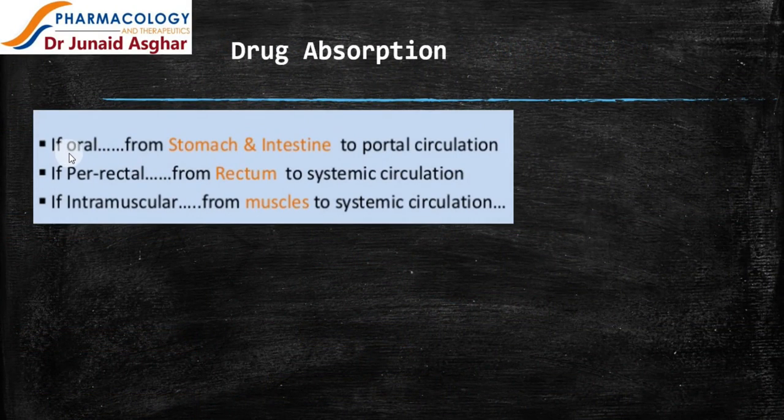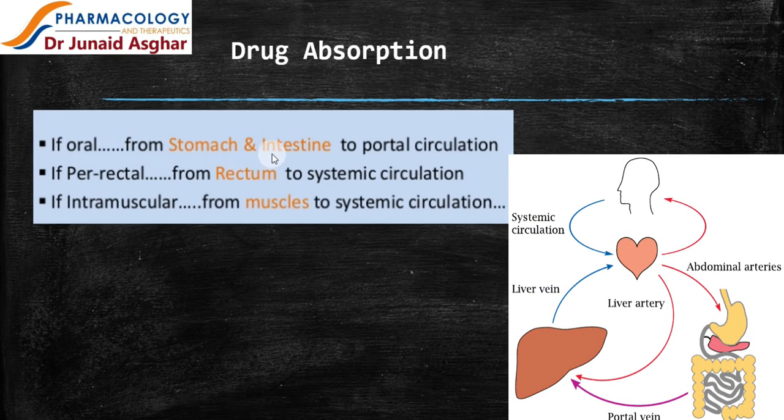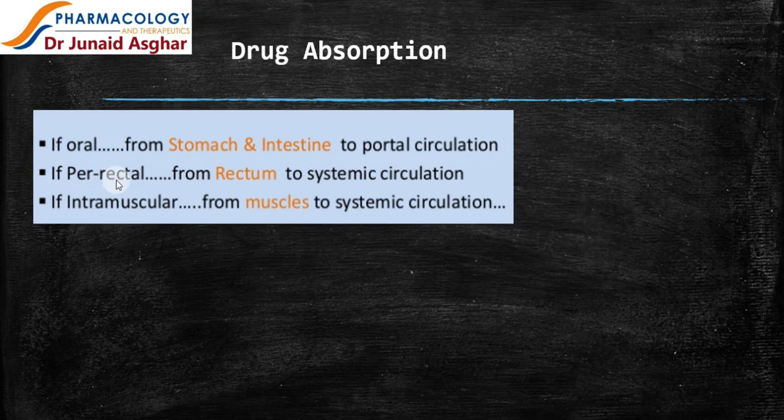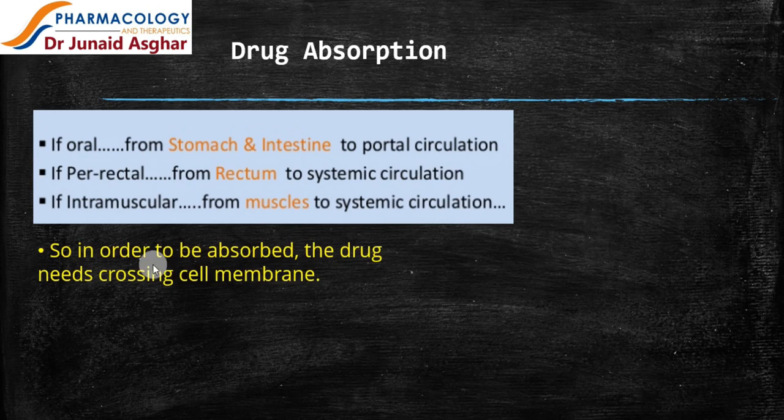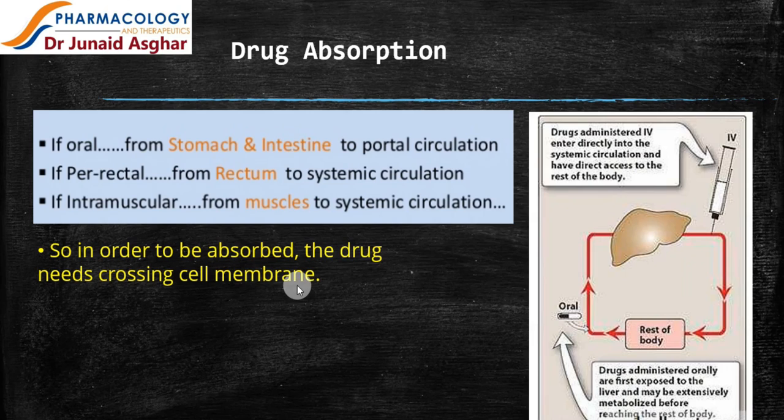Now for an orally administered drug, for example tablet or capsules or a syrup, the drug absorption takes place from stomach and small intestine to portal circulation first. In case of perrectal or rectal route, the absorption takes place straight into the systemic circulation. In case of intramuscular route, the absorption takes place from muscles to systemic circulation. So in order to be absorbed, the drug needs crossing cell membranes in different parts of the body. Let's have a look here.